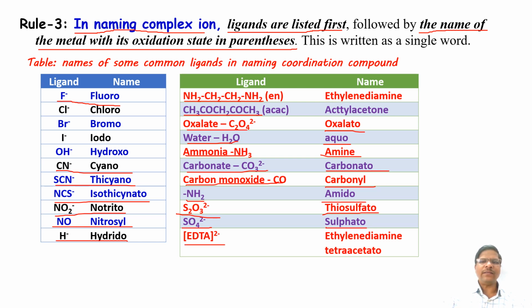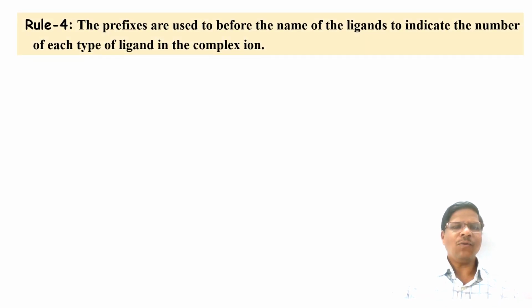EDTA 2 minus, ethylene diamine tetraacetato. So when we have to name the complex ion, we have to use these names of the ligand. Okay, we have to use these names of the ligand, and we have to mug it and remember it. Now rule number 4.